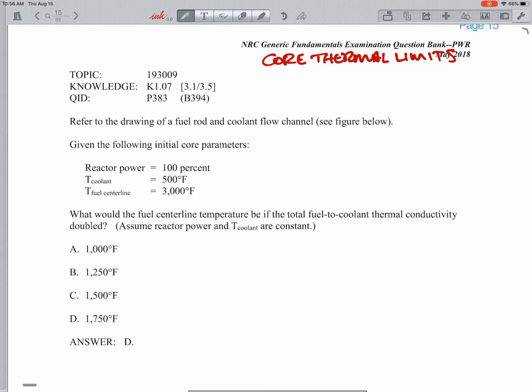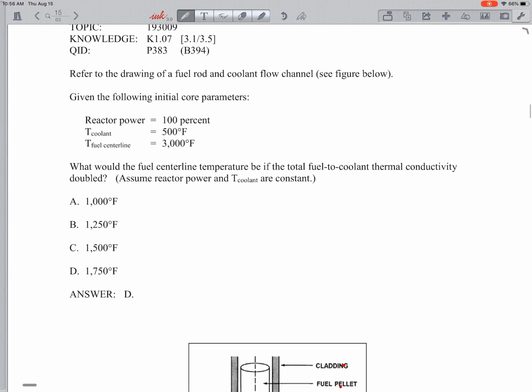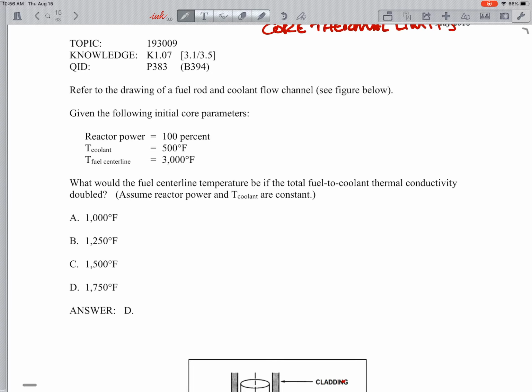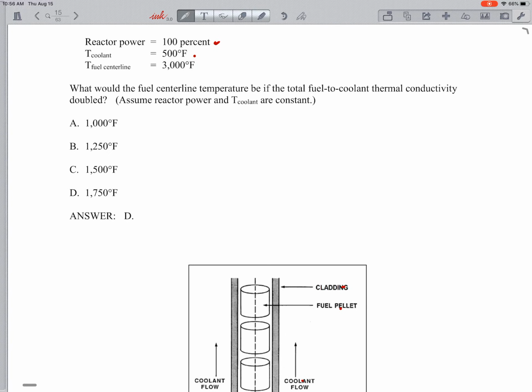Refer to the drawing of a fuel rod and coolant flow channel. See figure below. All right, we got a coolant flow, we got the fuel pellet, we got the cladding. We've all seen that before. All right, given the initial core parameters, 100% power, 500 degree coolant temperature, and 3000 degree fuel centerline temperature. So that looks good, looks normal. What would the fuel centerline temperature be if the total fuel to coolant thermal conductivity doubled?